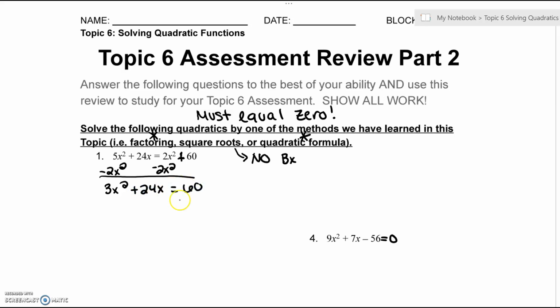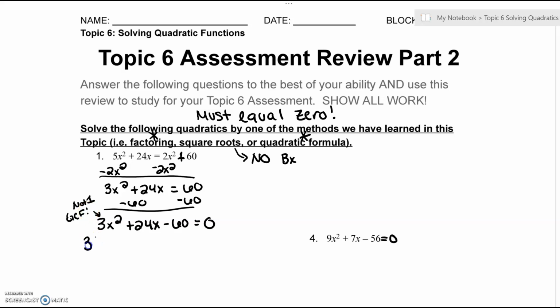And then to get this equal to 0, I'm going to subtract 60 from both sides. And now I have 3x squared plus 24x minus 60 equals 0. And now remember, we look right here, and this number is not 1. So when it's not 1, we look for a GCF. And in this case, the GCF is going to be 3. I have 3, 24, and 60.